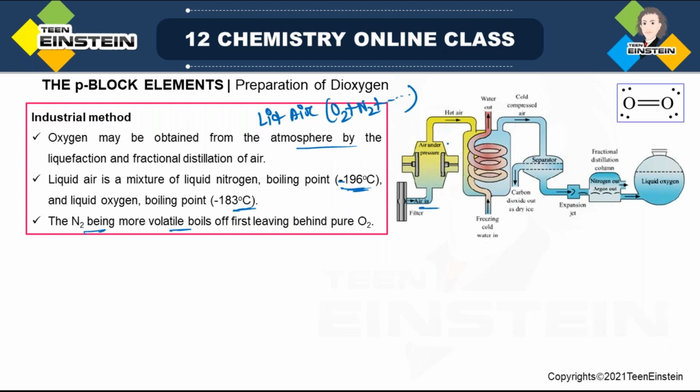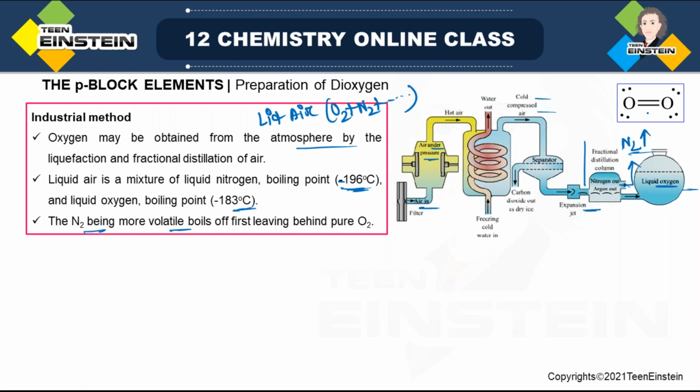Here we have taken air. Now when you apply very high pressure, it will be converted to liquid air. Okay, now this liquid air is called compressed air. Now we do fractional distillation, and in this fractional distillation, nitrogen gas will be removed because its boiling point is lower, and liquid oxygen will be present, because now when nitrogen is already removed, only liquid oxygen will remain. So in this way we can get oxygen industrially.